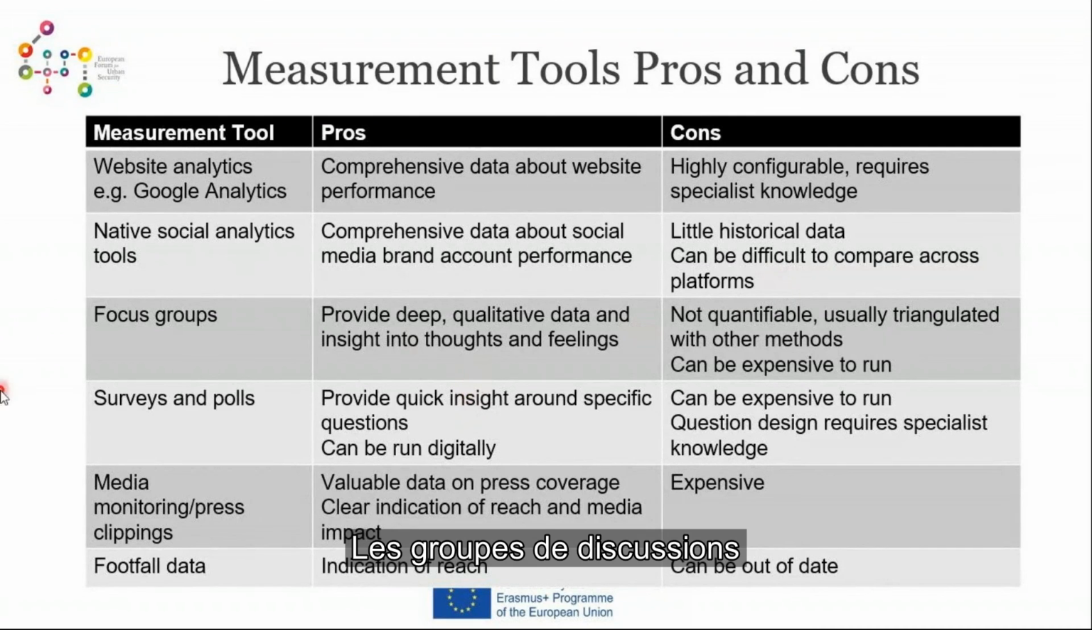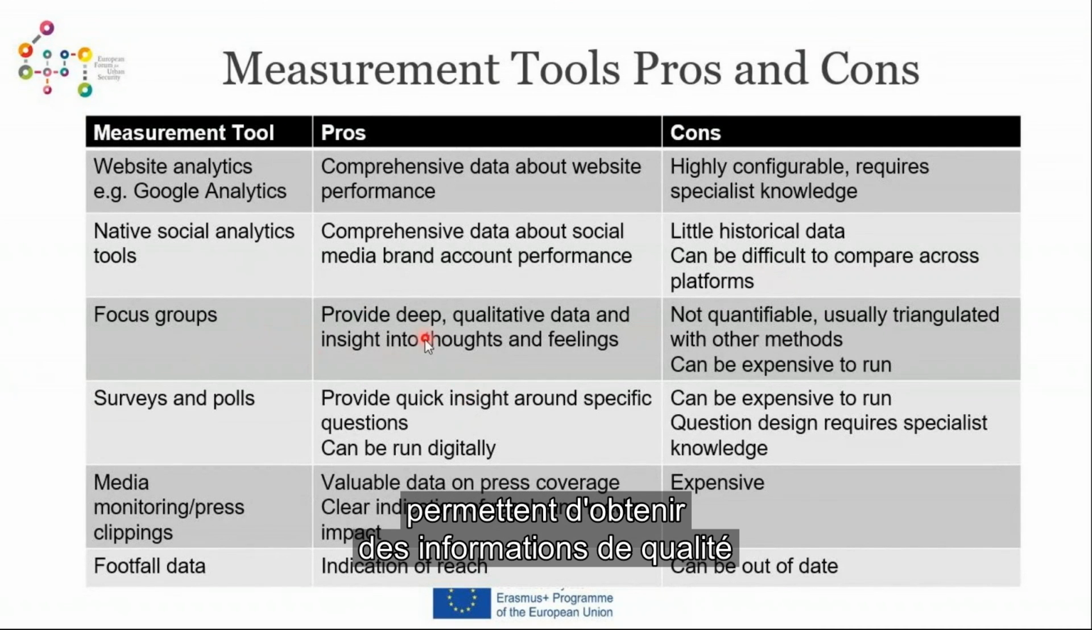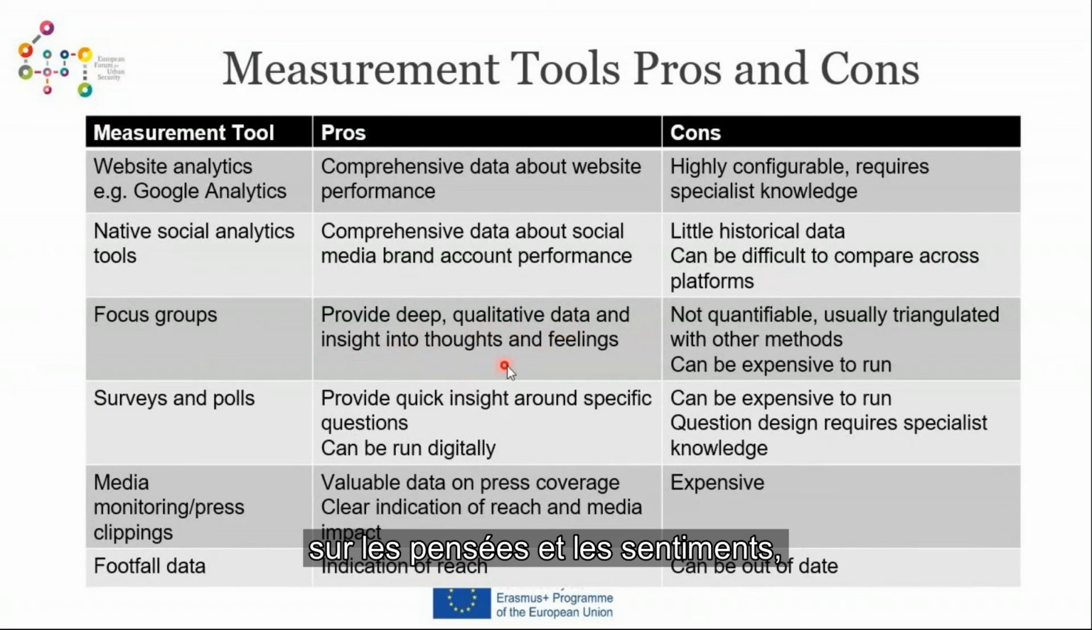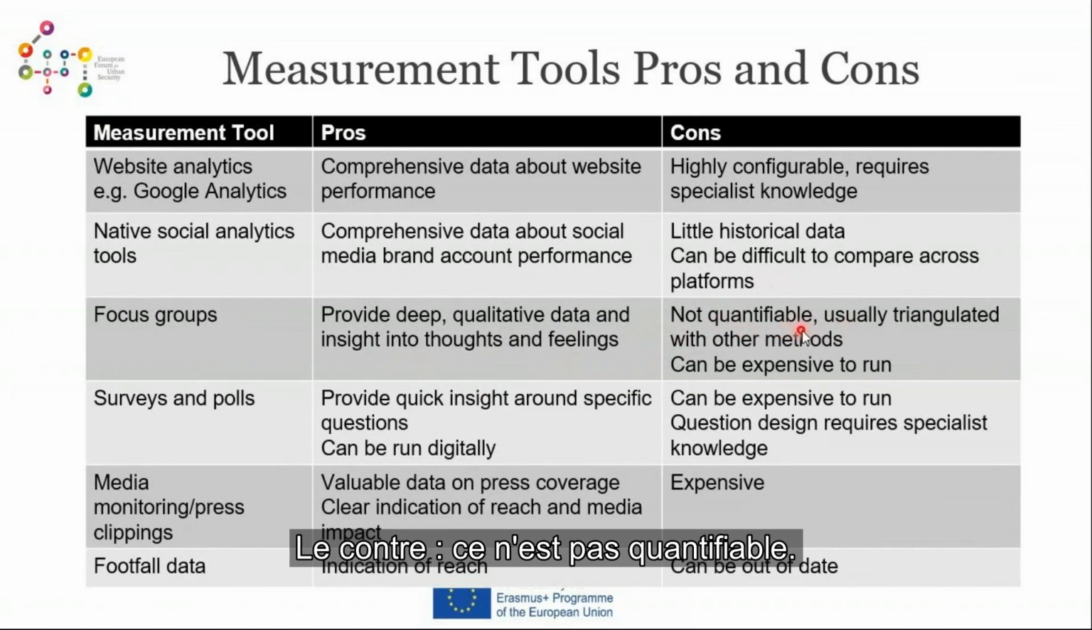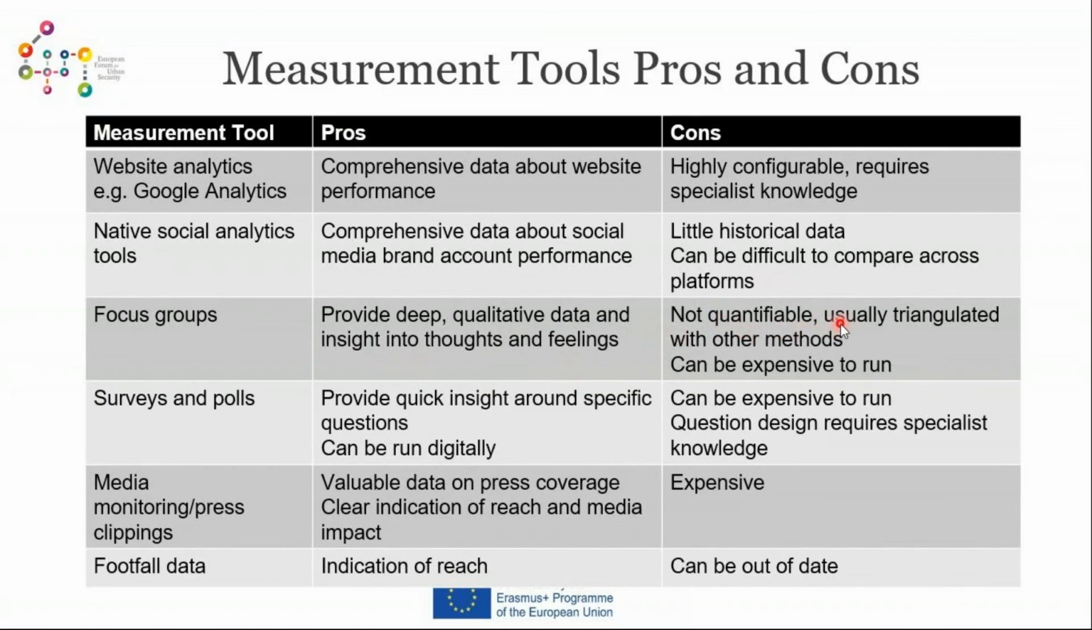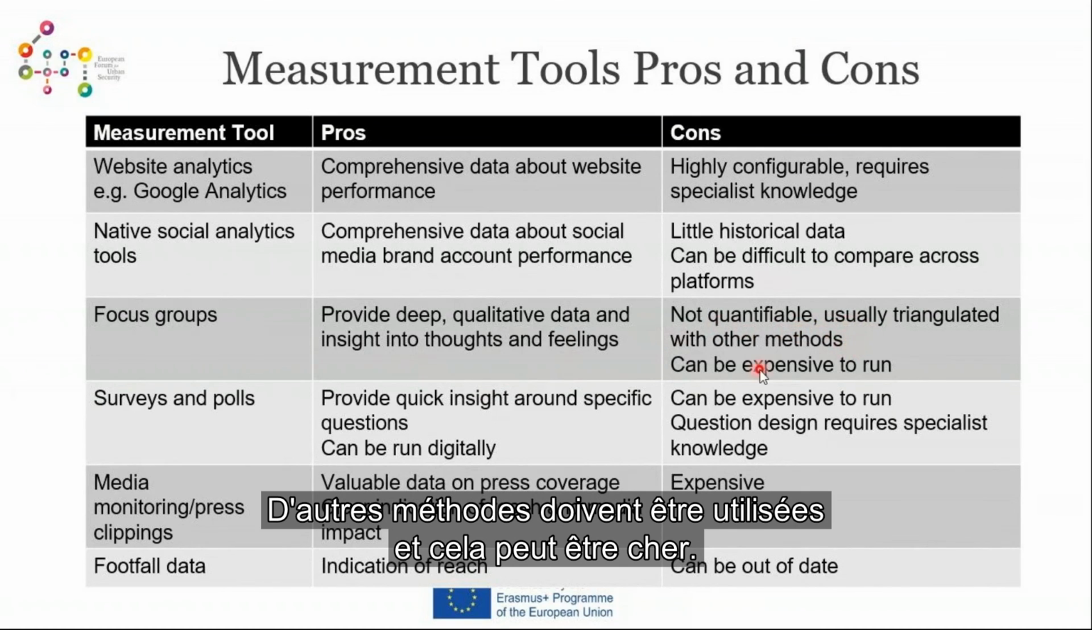Focus groups. So these are things that provide deep qualitative information and an insight into thoughts and feelings. And these are things that actually you may not get from the more quantitative data. That also means there is a con, because it's not quantifiable. It normally has to be triangulated with other methods, and it can be expensive to run focus groups.